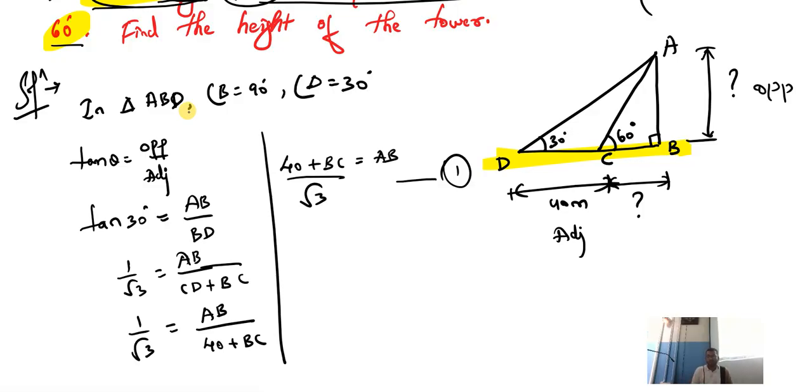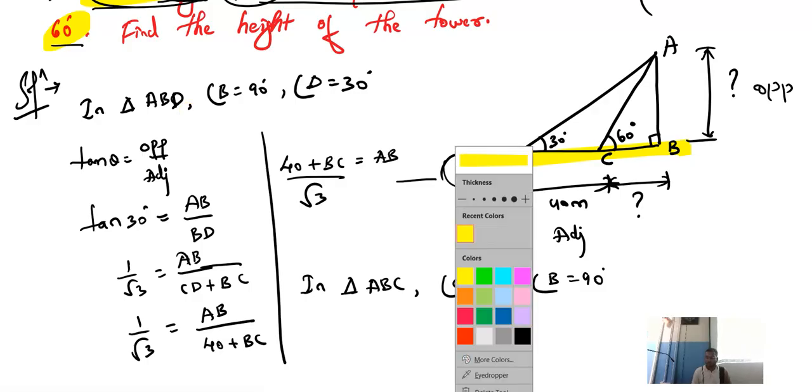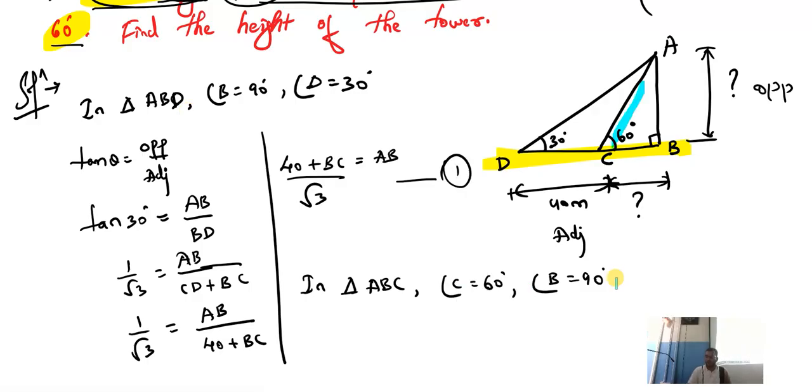Now shall we go to the next figure? That is in triangle ABC. In triangle ABC, we know that angle C is 60 degree and angle B is 90 degree. Again, can we apply tan theta here also, opposite by adjacent? Isn't it? Can we apply for this triangle?